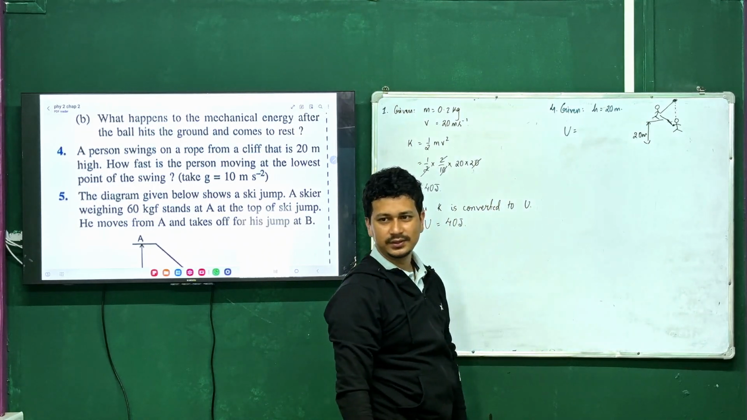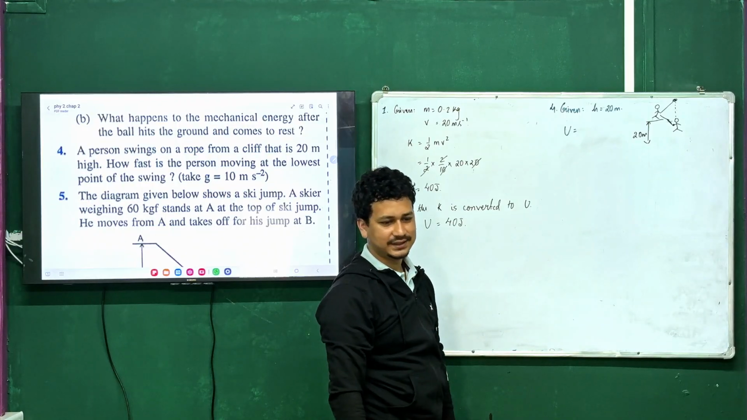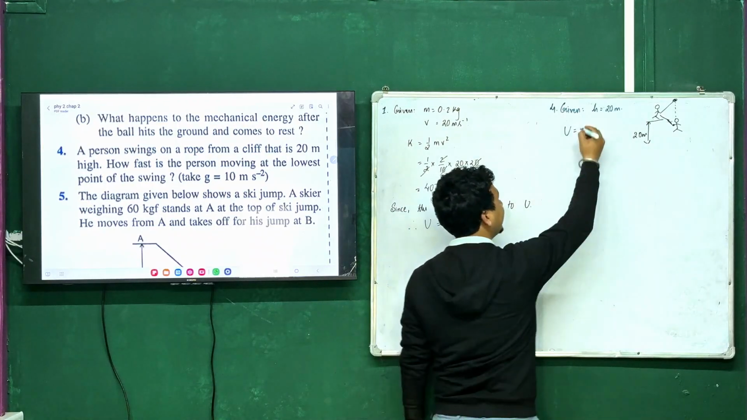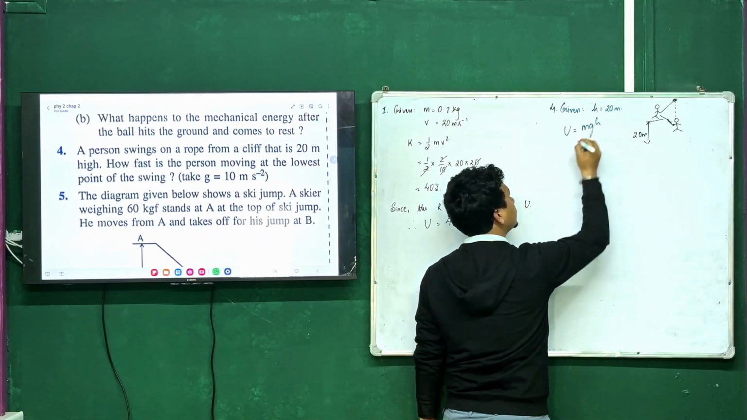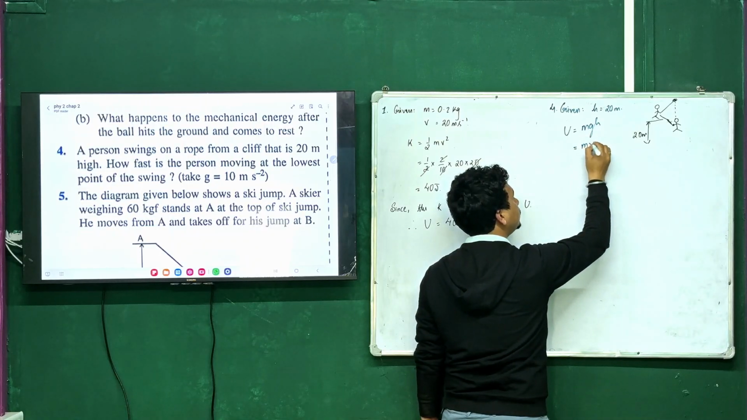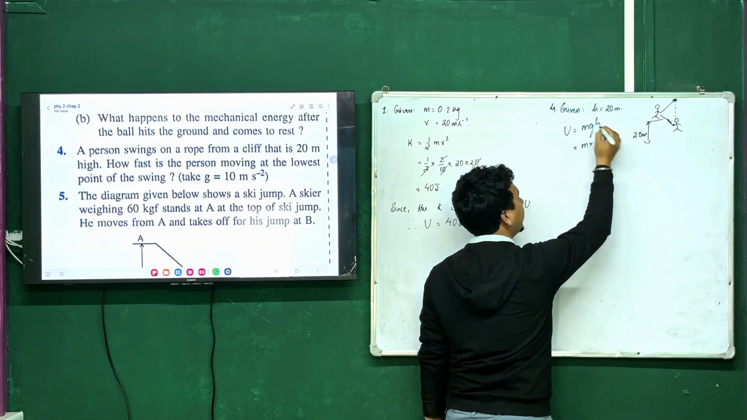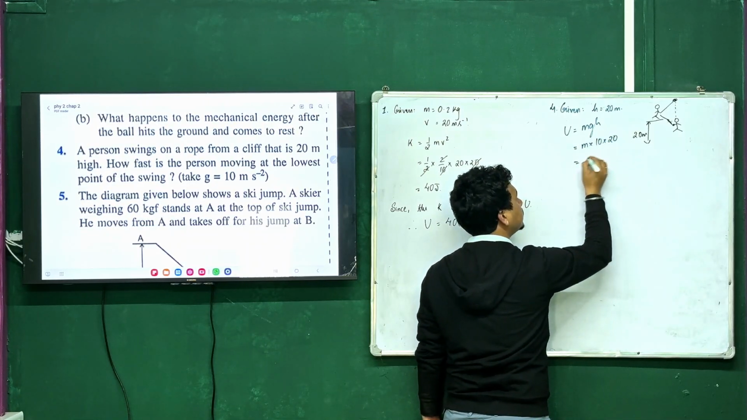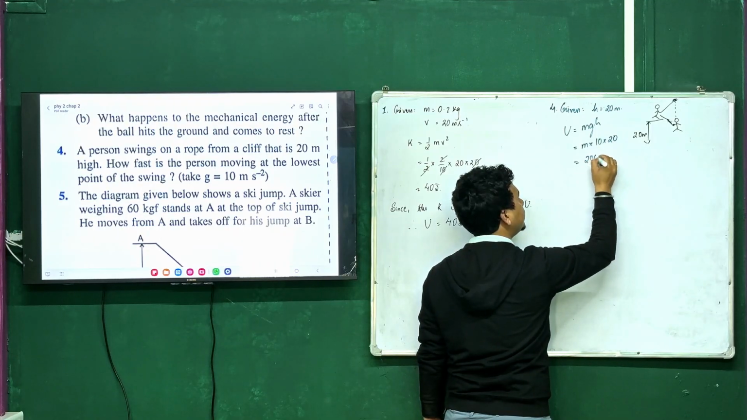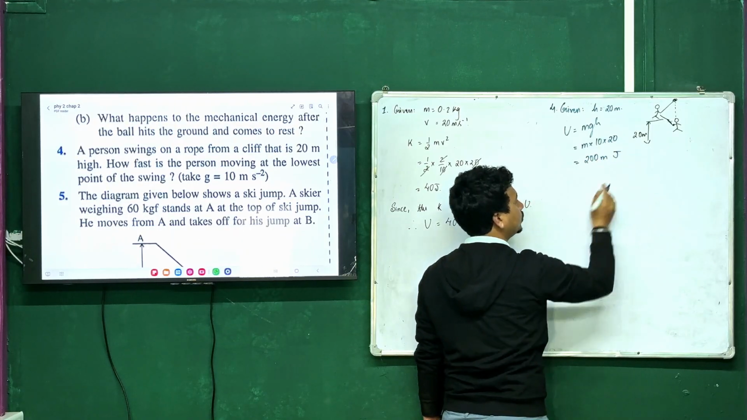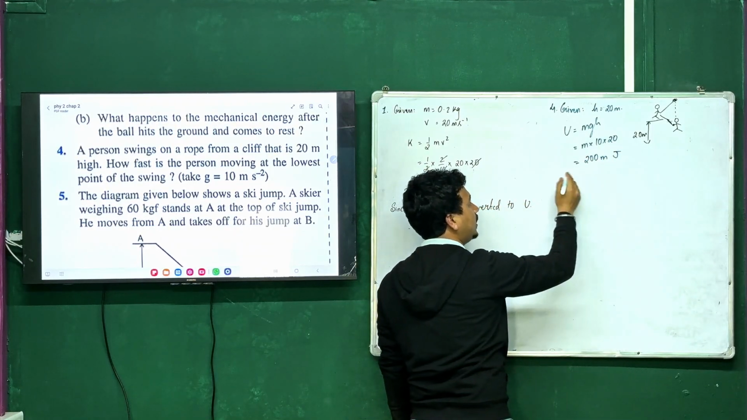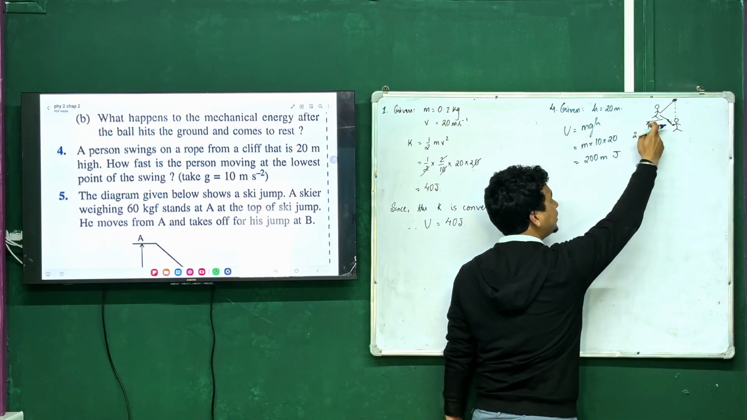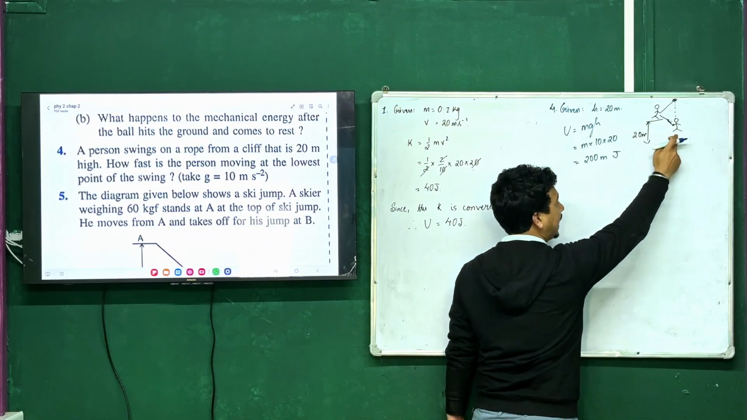Yes, people. Potential energy, what is the formula? MGH. mgh. So mass we don't know. G is 10, H is 20. So it'll be 10 into 20, 200 m joules. Right? Now see, this potential energy is being converted to kinetic energy.